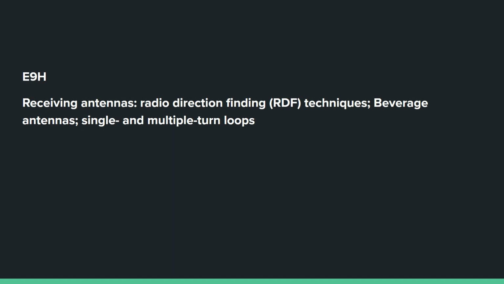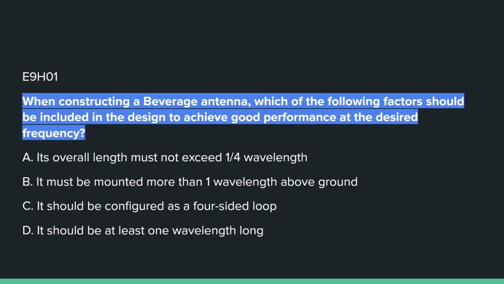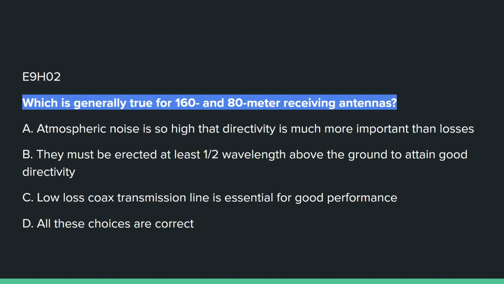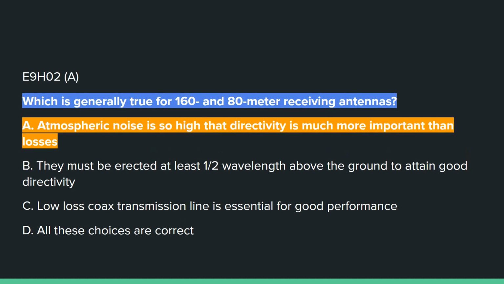E9H, receiving antennas. Radio direction finding techniques, beverage antennas, single and multi-turn loops. E9H01 says, when constructing a beverage antenna, which of the following factors should be included in the design to achieve good performance at the desired frequency? D. It should be at least one wavelength long. E9H02, which is generally true for 160 and 80 meter receiving antennas? A. Atmospheric noise is so high that directivity is much more important than losses.